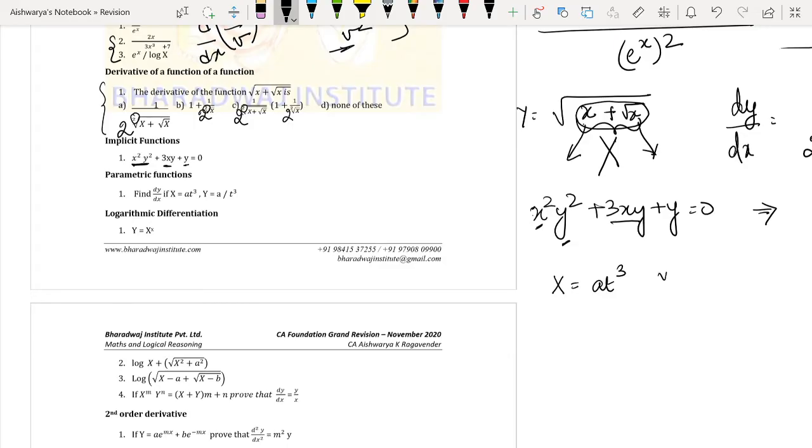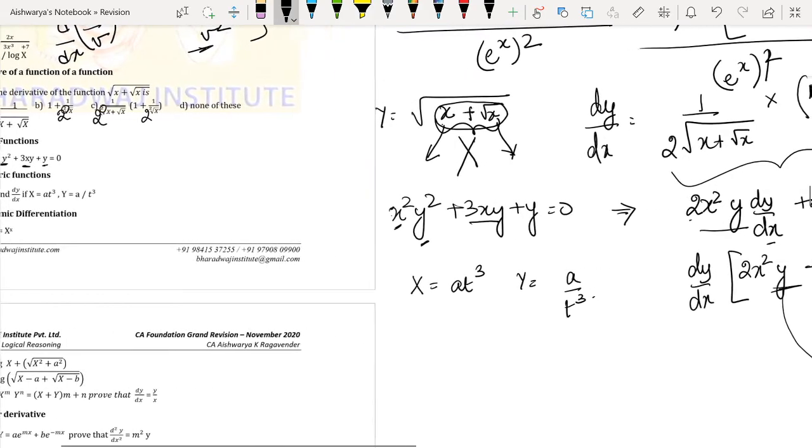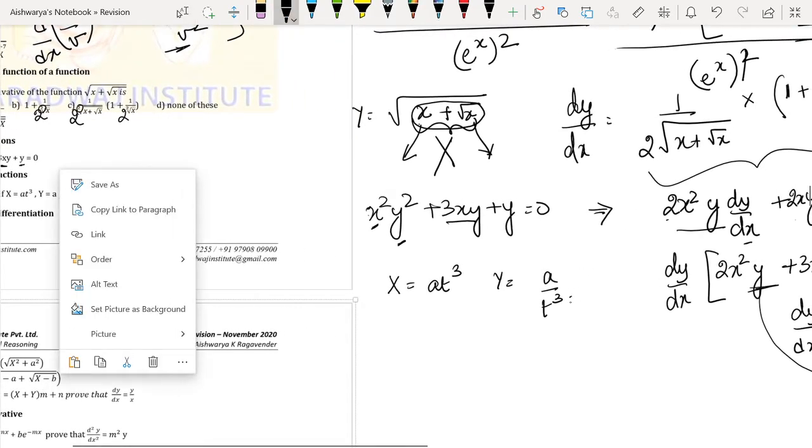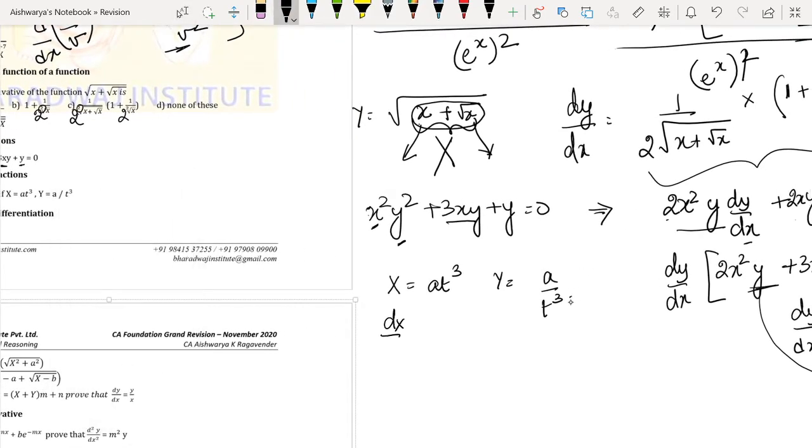x is equal to a t cube and y is equal to a by t cube. Okay. So you are going to find dy by dx. First you will get dx by dt. You are differentiating with respect to t here. So a is a constant, keep it as it is. Differentiation of t cube will be 3t square.